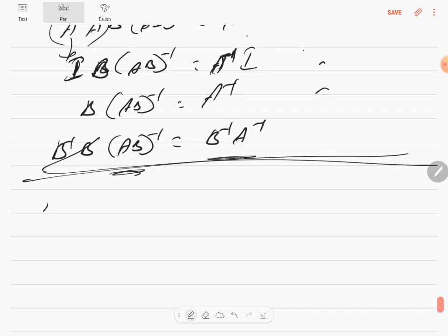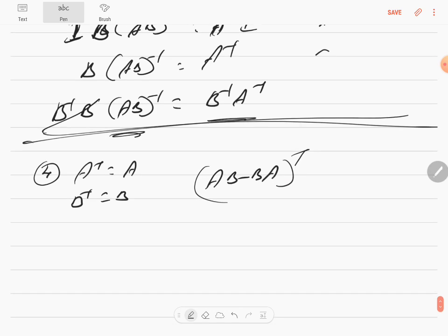So let's do the 4th sum in the old volume, where the question is: A and B are symmetric, which means A transpose is A and B transpose is B. They are asking you to prove whether AB minus BA is symmetric or skew symmetric. We just did a similar sum. You transpose and see, then only you will know.